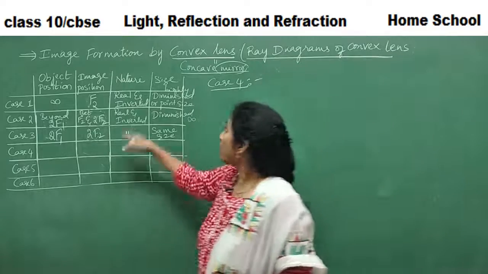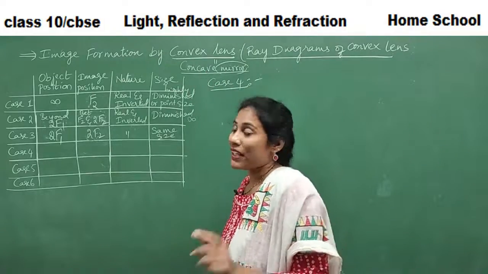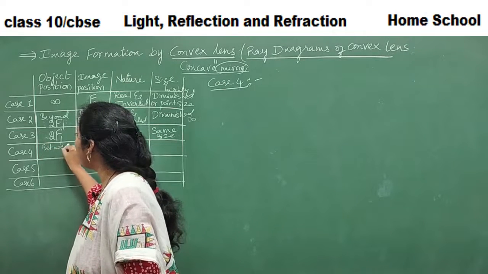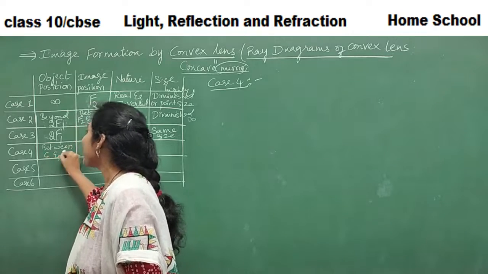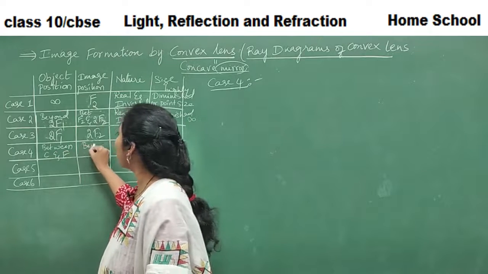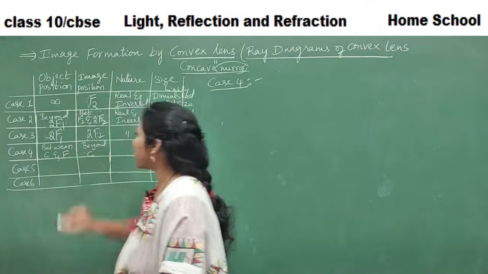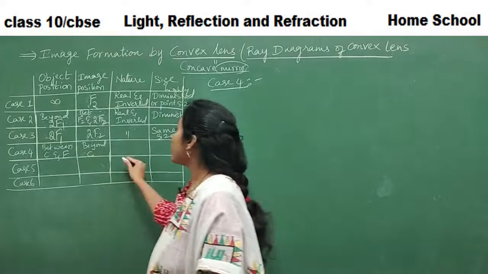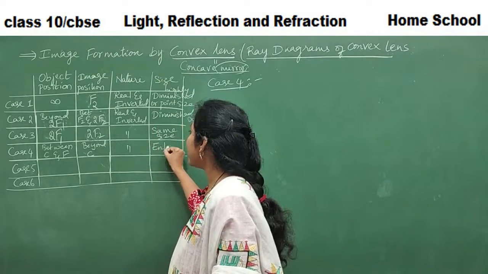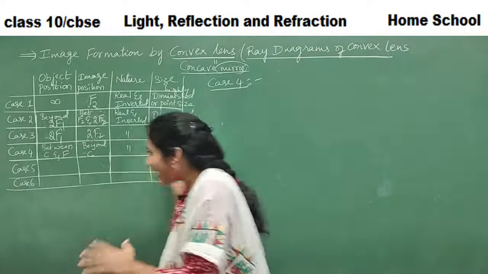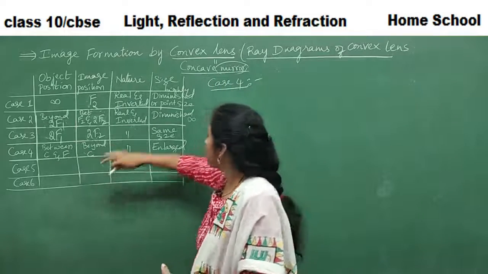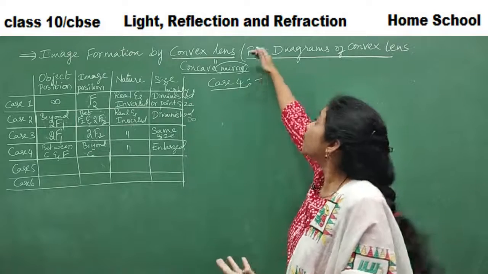Do you remember case 4 of concave mirror? See, case 4 of concave mirror, the object was kept between C and F, and the image was formed beyond C. Yes or no? So here the nature is real and inverted, and actually here the size is a little enlarged. So this was the case of concave mirror. Now let us see what is the case for convex lens.